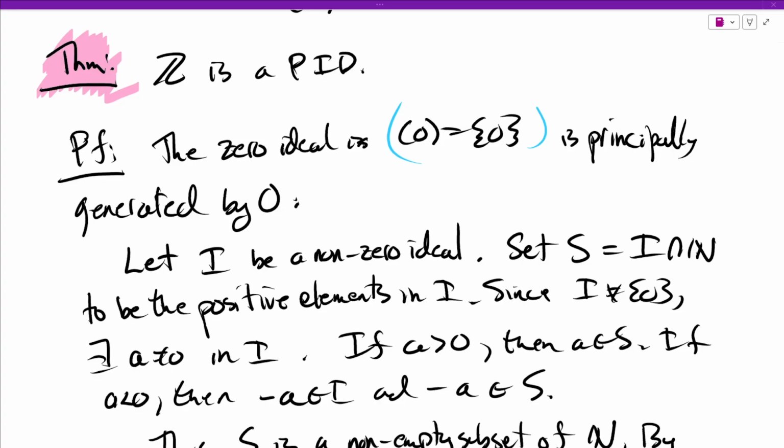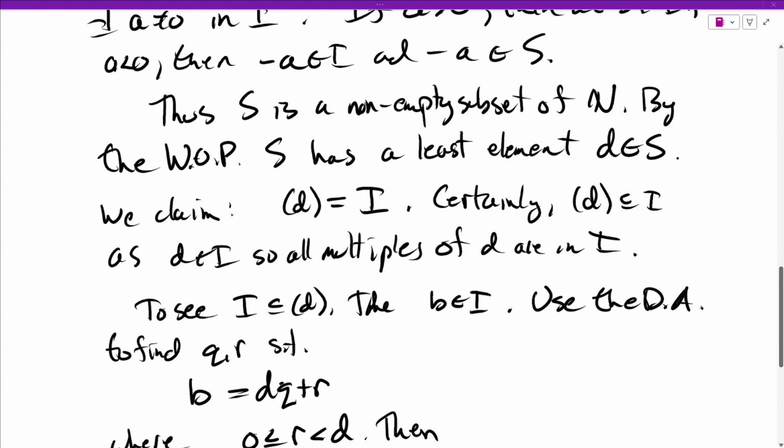Before we prove our next theorem, I just want to go back and reanalyze the theorem that Z is a PID. So what did we do? We started with a non-zero ideal. We found somehow a minimal element in it, in this case a minimal positive element. And then we argued that that minimal positive element principally generated it.